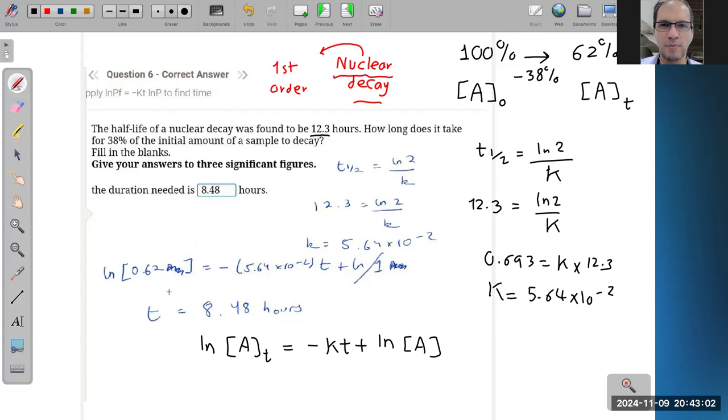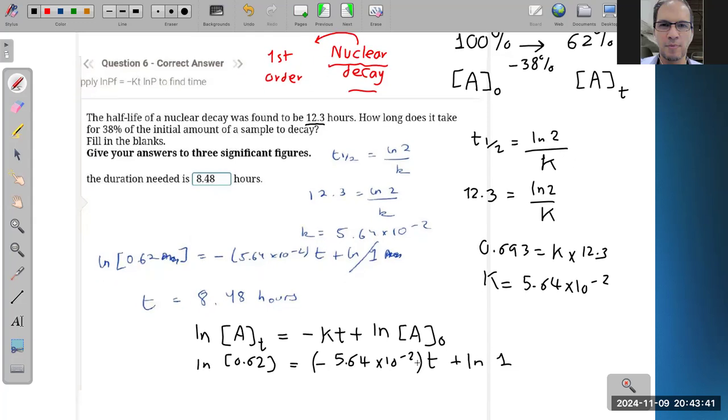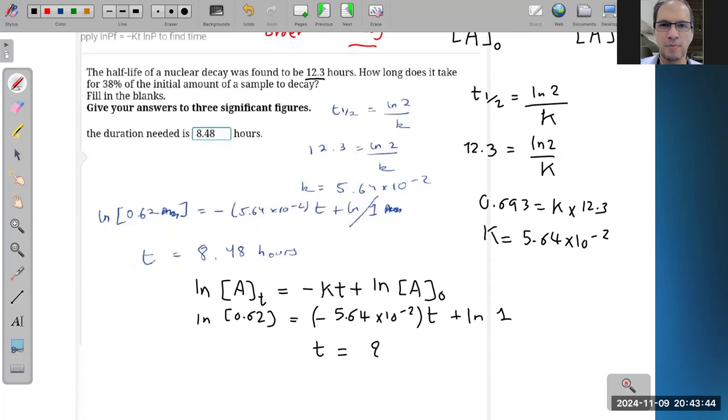ln At. طيب المستر ال At انت بتقول 100% و 62 so I can say ln 0.62 is equal to negative K. We found the K from the T half, 5.64 multiplied 10 to the power of negative 2, multiplied by the T. How much time? هو التايم ده اللي انا عايز اجيبه. This is the T that I need to find. Plus ln of the initial concentration which was A0 اللي انت قلت عليها، قلنا عليها equal to 1. So this is 0.62. So by finding the T I can say it's equal to 8.48.